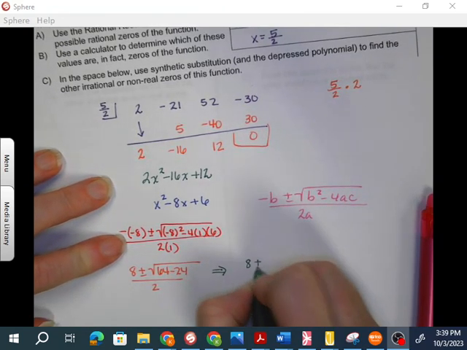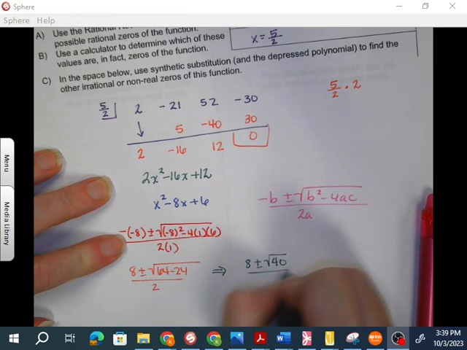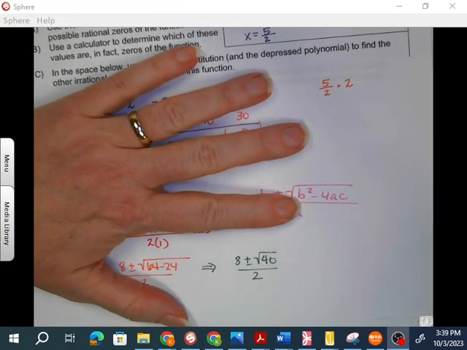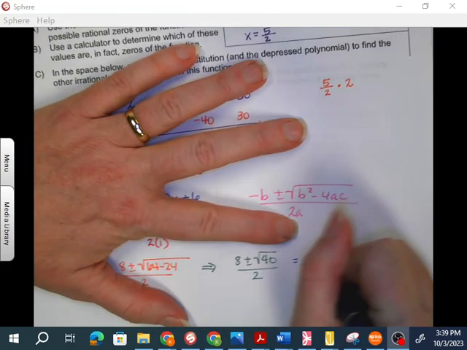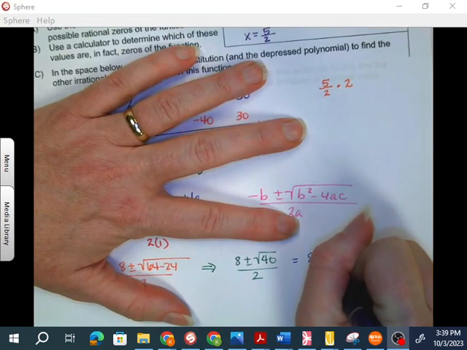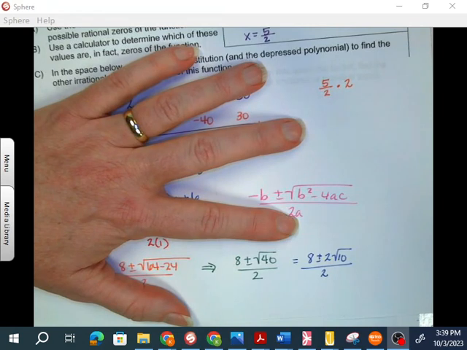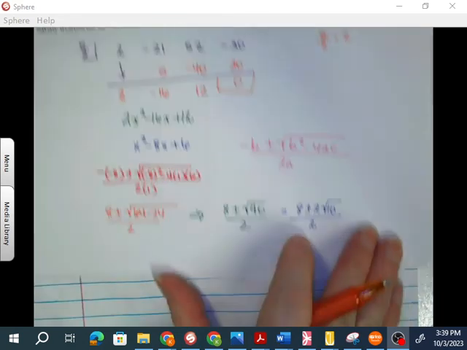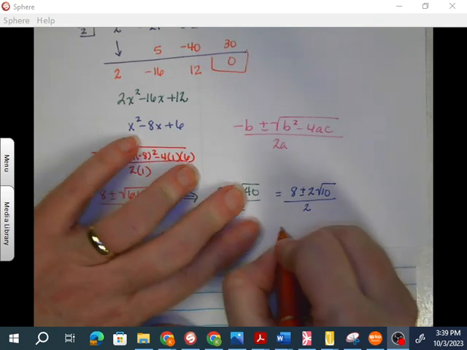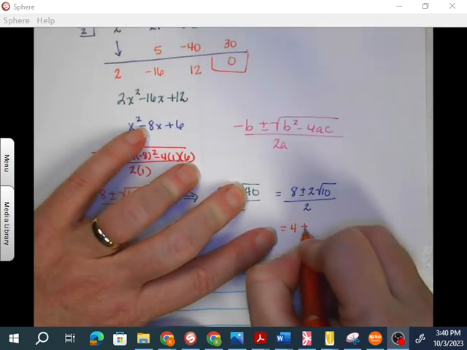Square root of 40 breaks down. You can go off to the side and break it down if you need to. There's several that I just know off the top of my head. It's 2 square root of 10. Now all of my outside numbers can be divided by 2. So I do that and it gives me 4 plus or minus square root of 10.